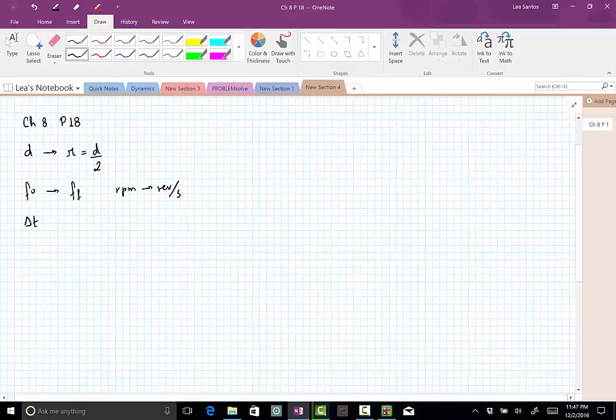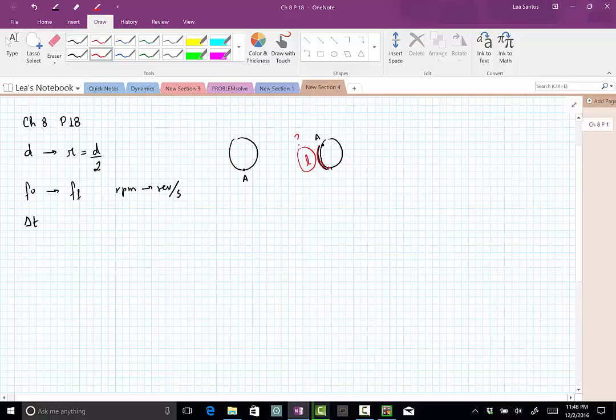Okay, so the question of this problem is how far will a point on the edge of the wheel have traveled in this time? Here I have the wheel with a certain point A initially, and as this wheel rotates, this point A moves around and travels along this edge. So the question is, how far has this point moved along the edge? In other words, what is this arc here? This is the unknown of the problem.